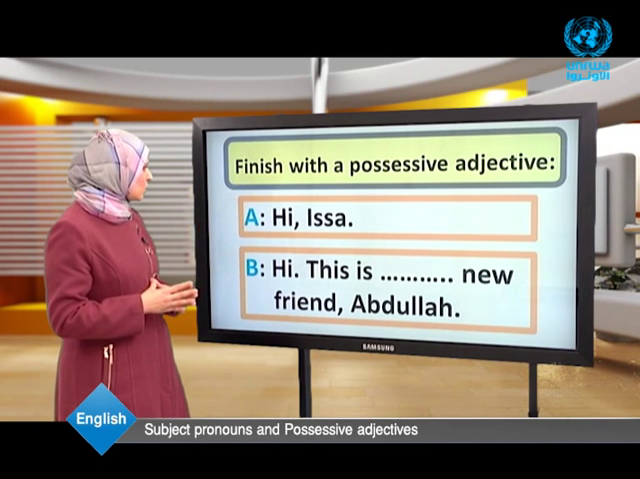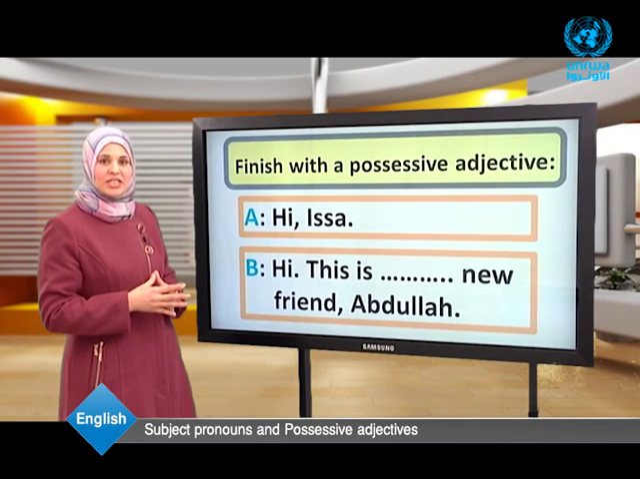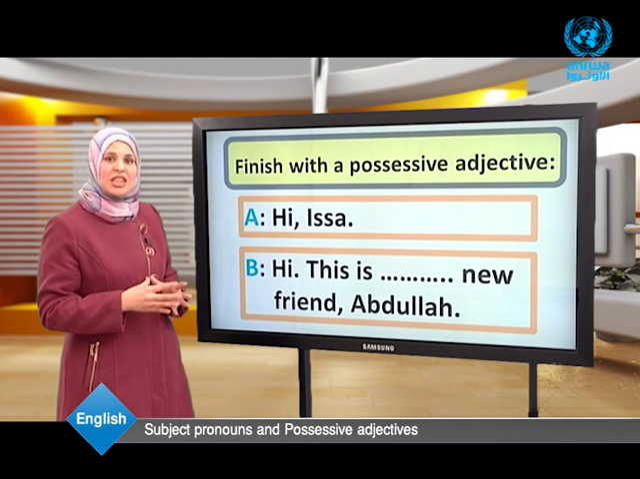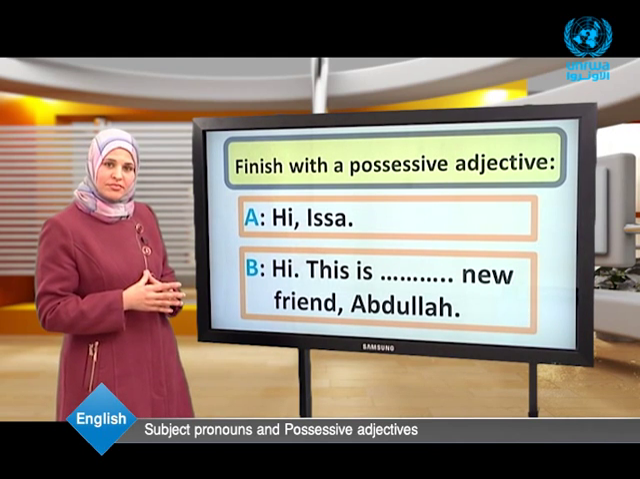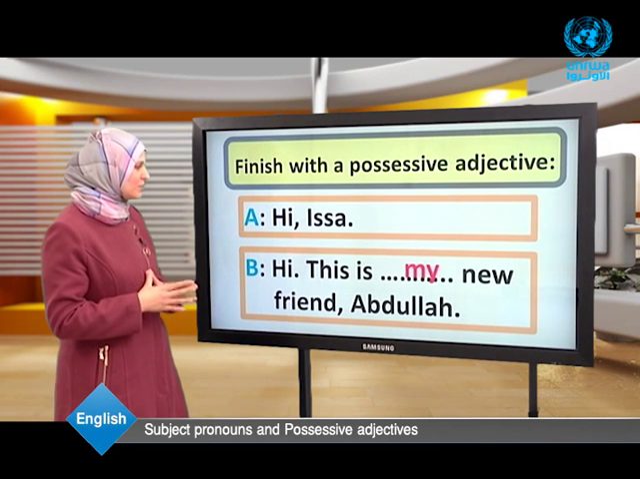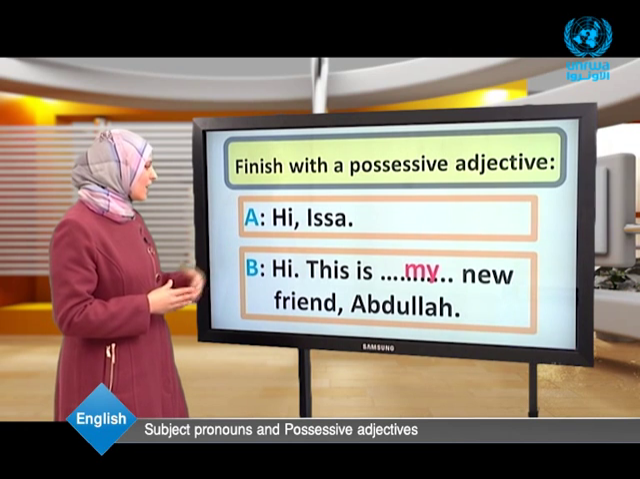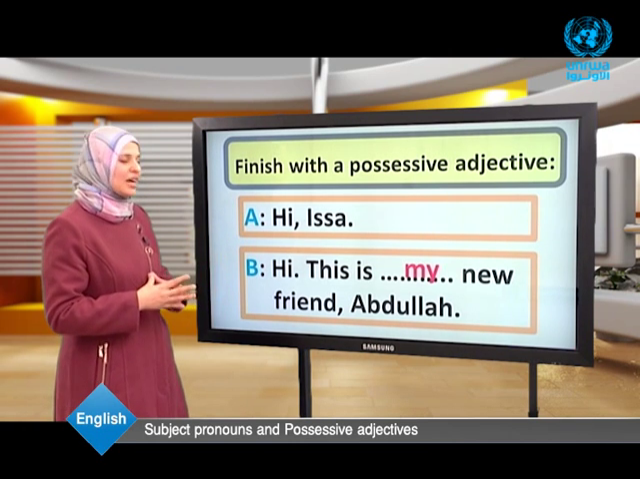This is a mini dialogue. Look. A: Hi, Isa. B: Hi. This is a new friend, Abdullah. What is the possessive adjective that you are going to use? Very good. This is my new friend, Abdullah. Let's read the mini dialogue. Hi, Isa. Hi, this is my new friend, Abdullah.